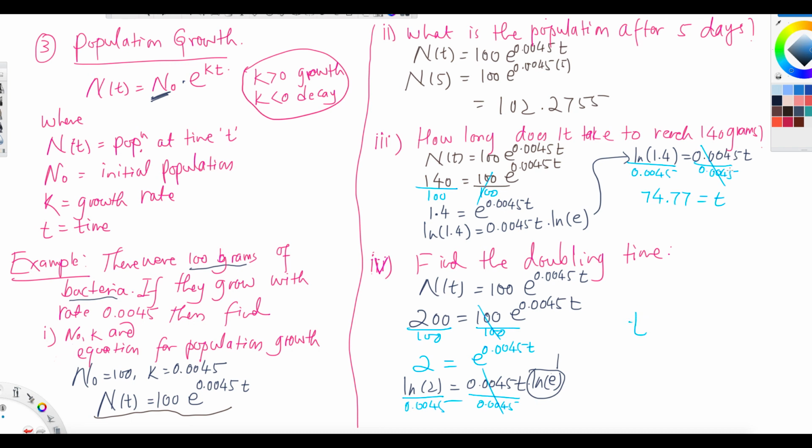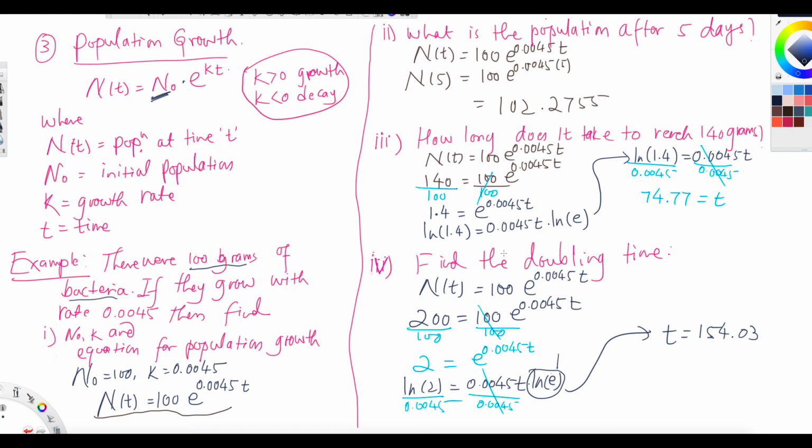So if you use the calculator, you will get t equals natural log of 2 divided by 0.0045. So it will give you basically 154.03. So it takes 154 days for the bacteria to double.